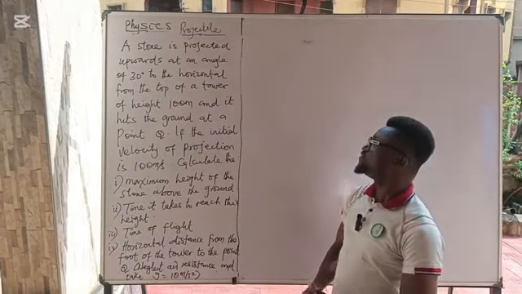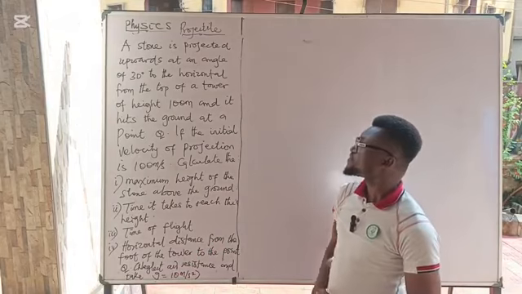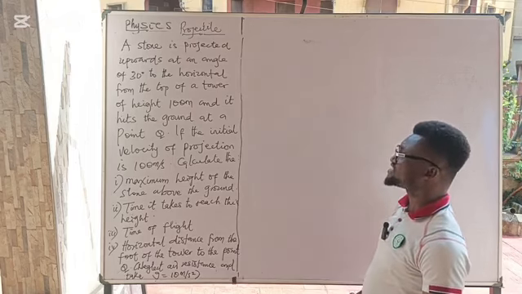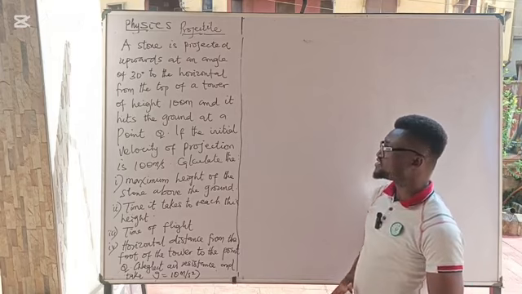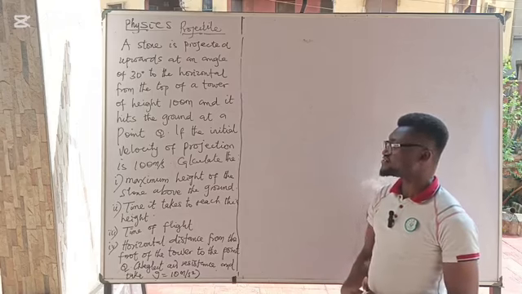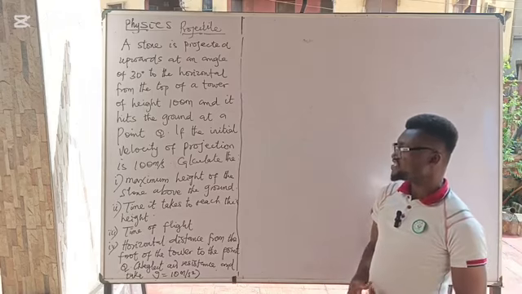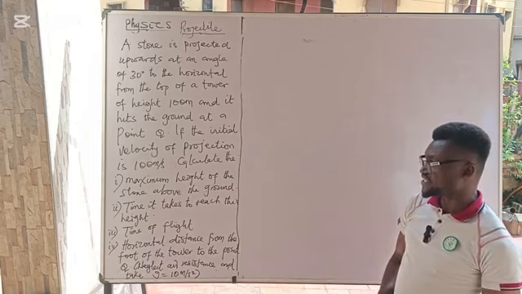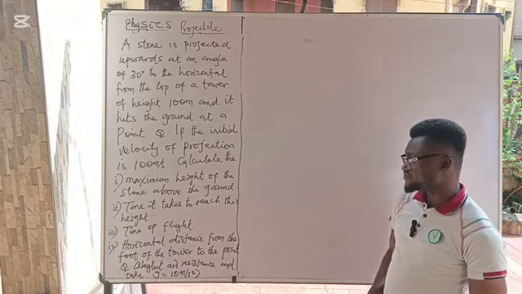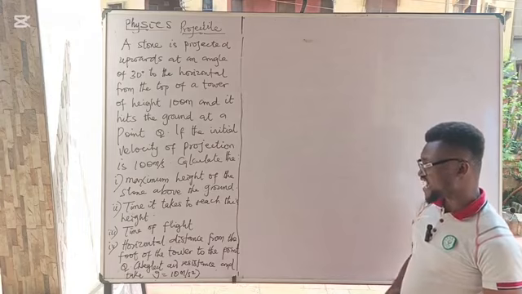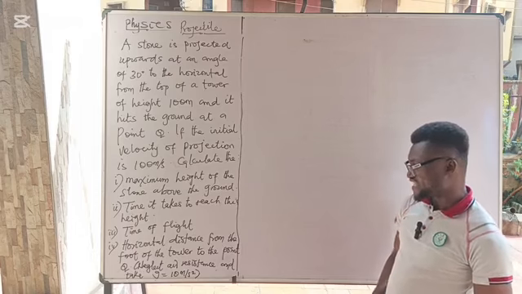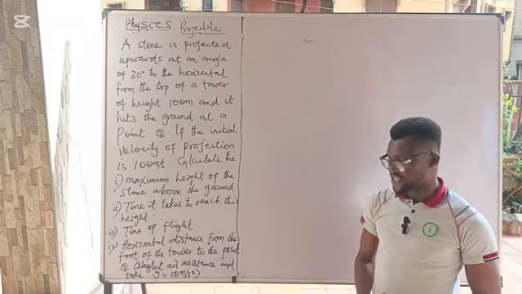So today we are going to continue with question on projectile. We have a question on the board. It reads, a stone is projected upwards at an angle of 30 degrees to the horizontal from the top of a tower of height 100 meters, and it hits the ground at a point Q. If the initial velocity of projection is 100 meters per second, calculate: one, maximum height of the stone above the ground; two, time it takes to reach this height; three, time of flight; and four, horizontal distance from the foot of the tower to the point Q.